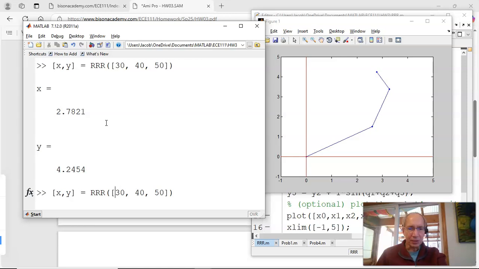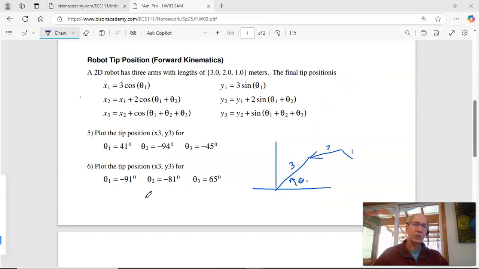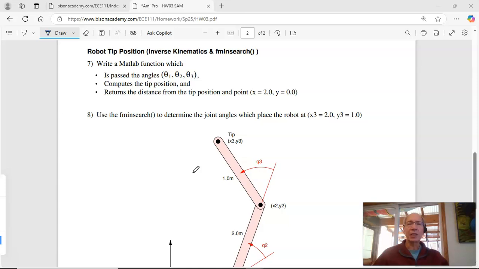I can pass other things. Let's do 130 degrees, minus 40 degrees, 50 degrees. Oops, off the screen. 80 degrees. That's forward kinematics. You just specify the angles, and that tells you where the tip is. So that's one of the reasons we cover trigonometry: if you get into robotics, it's all about sines and cosines. The final one is a function in MATLAB called fminsearch.